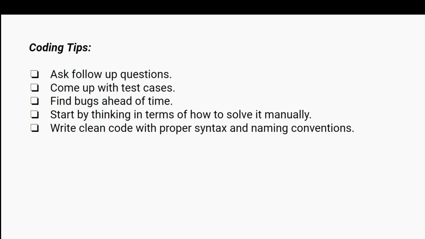Then come up with the test cases. I have given 2 test cases. It's very important that the candidate comes up with at least 2 to 3 test cases to begin with, and tries to find bugs ahead of time, before you even claim that you got the code right. It's important to make sure that there are no bugs in the code. And the critical thinking process is always how to solve it manually. Just look at that test case and see how you would manually solve that problem.